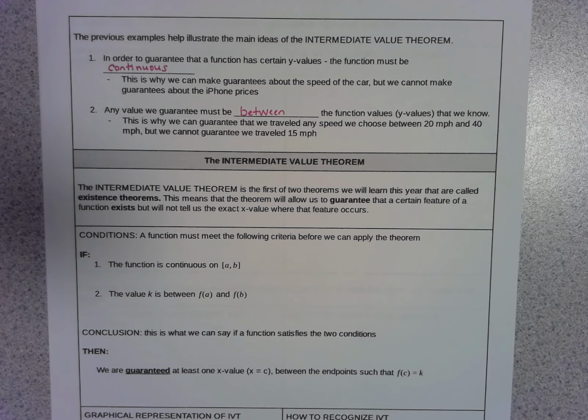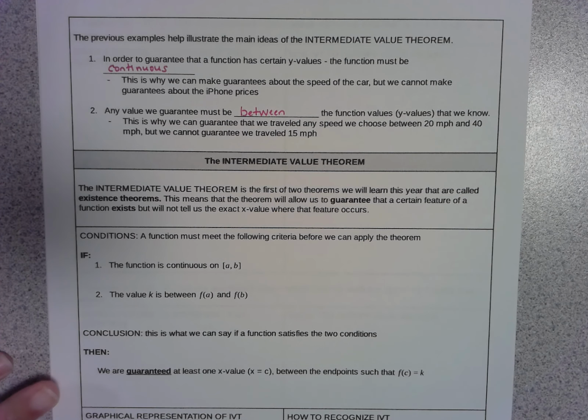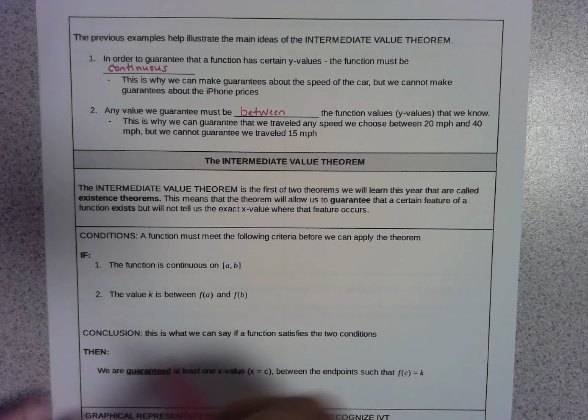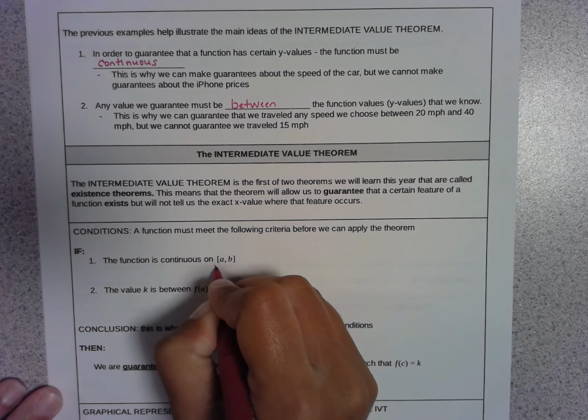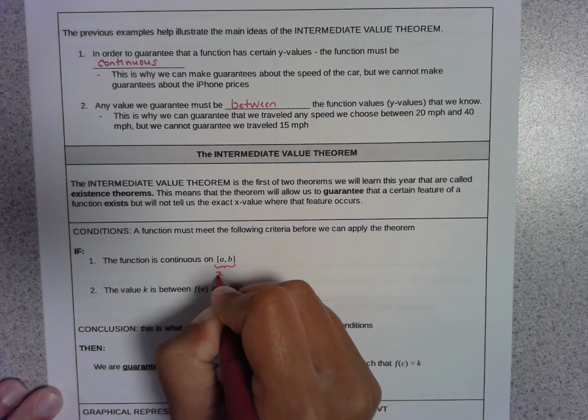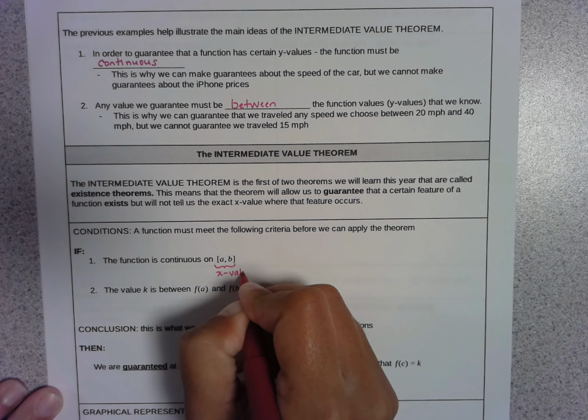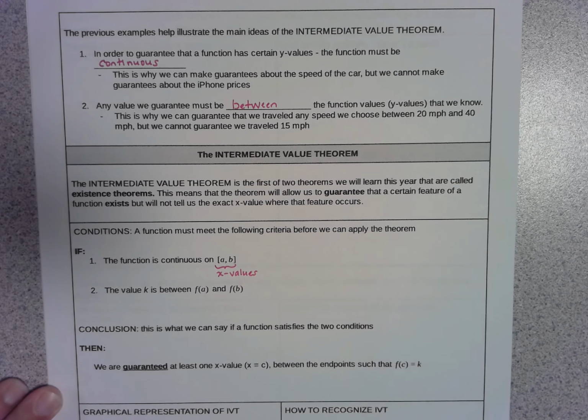Now, a function must meet the following criteria before we can apply the theorem. So before you can even think about applying the theorem, you need to check if these things are true. Number one, the function must be continuous on [a, b]. Now, when we say [a, b] here, this is an interval of x values. So the function must be continuous between these two x values.